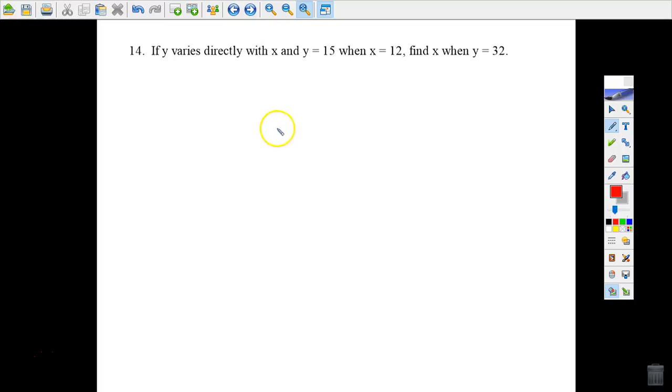Okay, let's try number 14. This is a direct variation problem, and remember, direct variation looks like this when it's in equation form. Y equals some number called the constant of variation times x. If you want to know what that number is, just take the y value that you're given and divide by x. Well, in this case, we're told that y is 15 when x is 12.